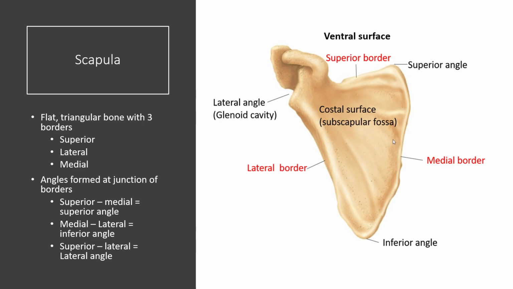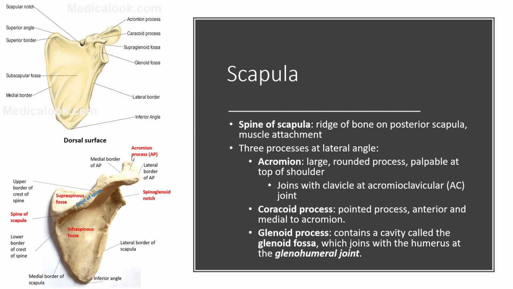It has three borders, so what we're looking at here is the bone from the anterior, ventral meaning the belly or anterior surface. We have a superior border with a superior angle, a medial border, the spine would sit in this orientation here, and then an inferior angle and a lateral border. Kind of think of a triangle: angle, angle, angle, border, border, border. At the lateral angle, we have something called the glenoid cavity, and that's the socket for our ball and socket joint. And that's where the humeral head attaches. Again, this is looking anterior at it.